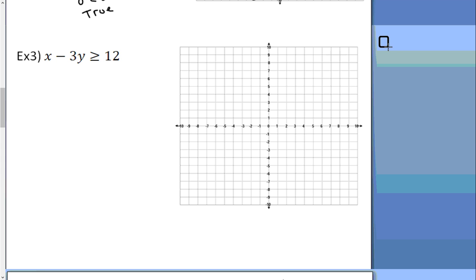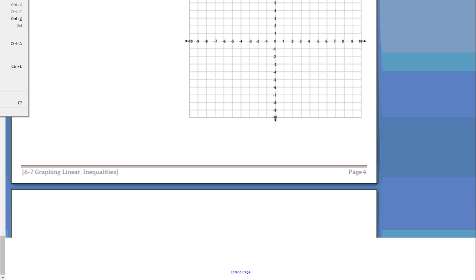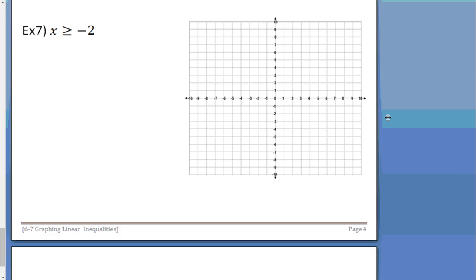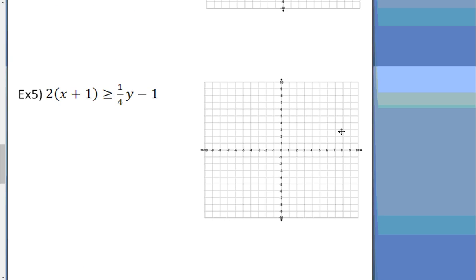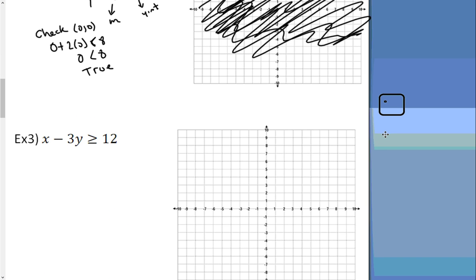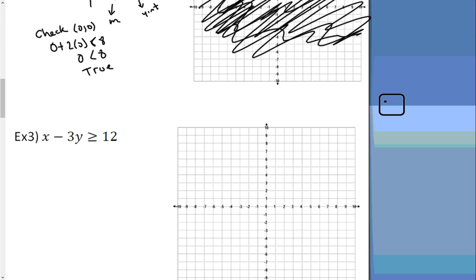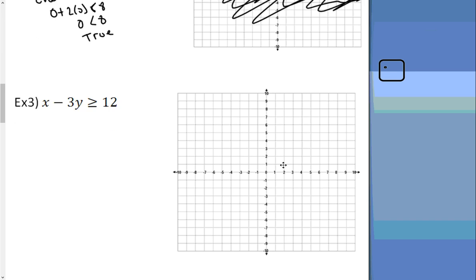The cover-up method was, you cover up the, ooh, that's not what I wanted to do. Give me 1 second here. Let's see if I fix that. All right, so the cover-up method is this. The cover-up method means you cover up the x to find the y-intercept, and you cover up the y to find the x-intercept. So I'm just going to do that real quick.